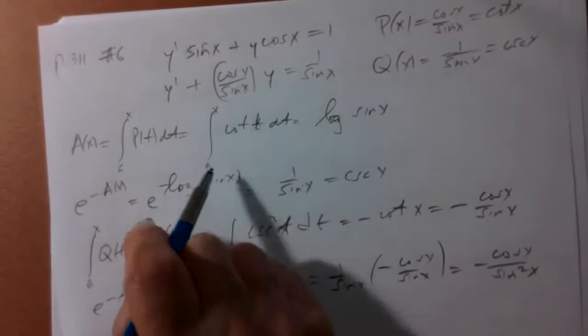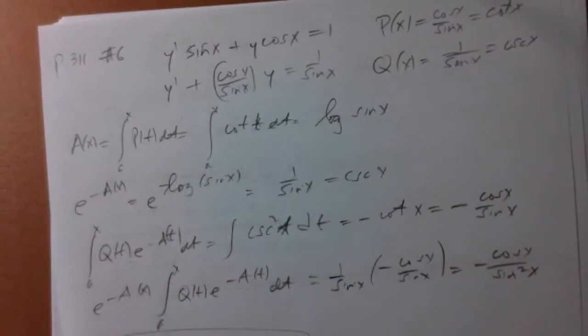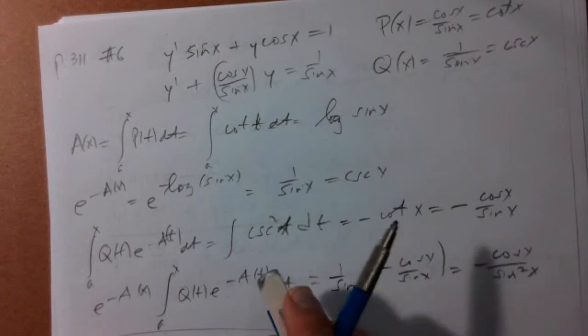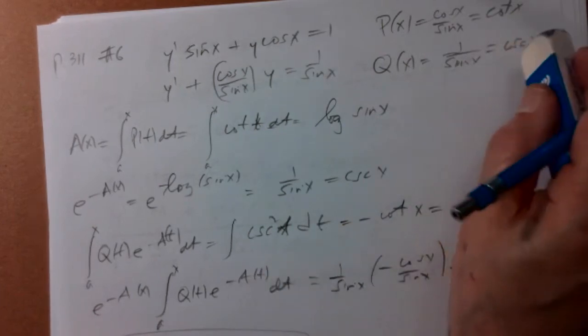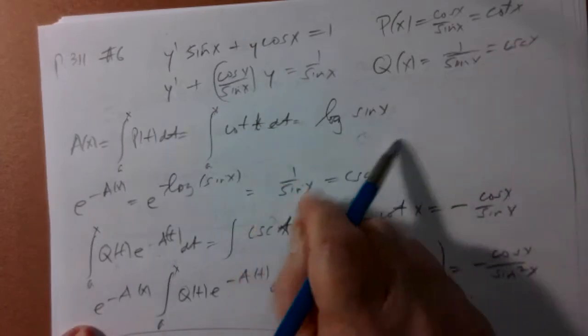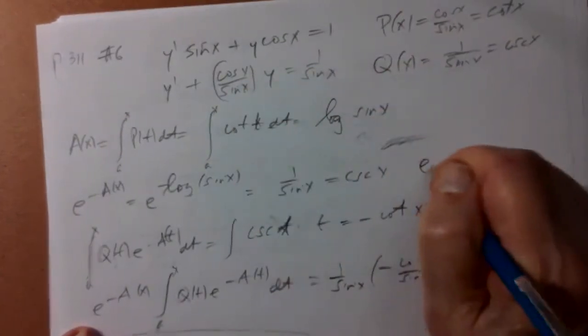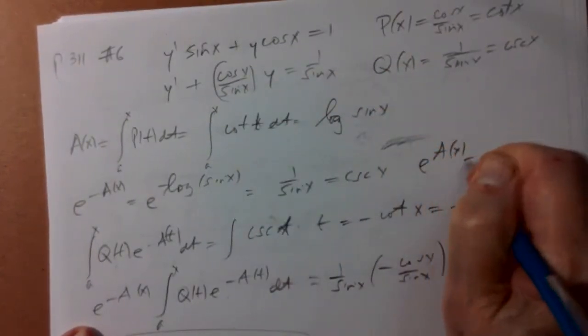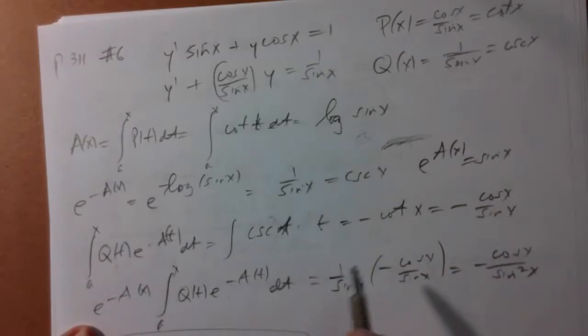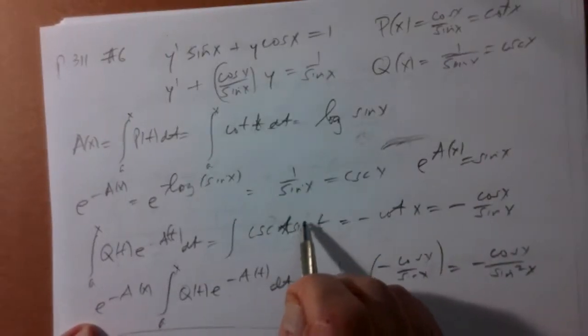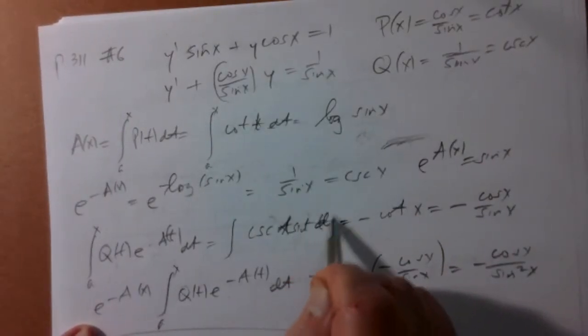This is q of t e to the plus a t. What is q of t? Q of t is cosecant. E to the a of x is sine of x, not 1 over it. So this is cosecant t sine t dt.